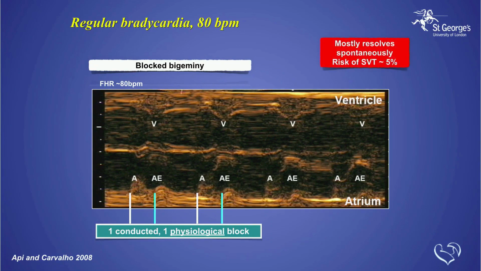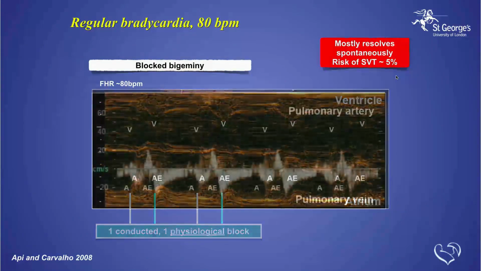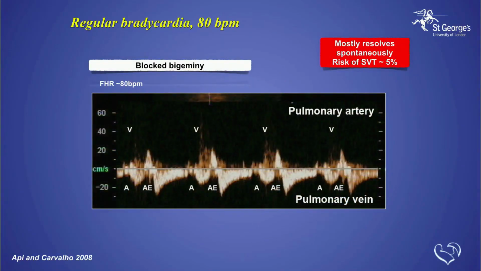So this is most of the time benign, will resolve. The bradycardia can persist for weeks sometimes. You can have a fetus with a heart rate of 80 for weeks, and they're fine. But there is a slight increase in risk of the baby developing SVT because it has so frequent ectopics. So it does need a bit of monitoring as an outpatient, not because of the bradycardia, but because the baby could develop tachycardia, and that would require or may require treatment.